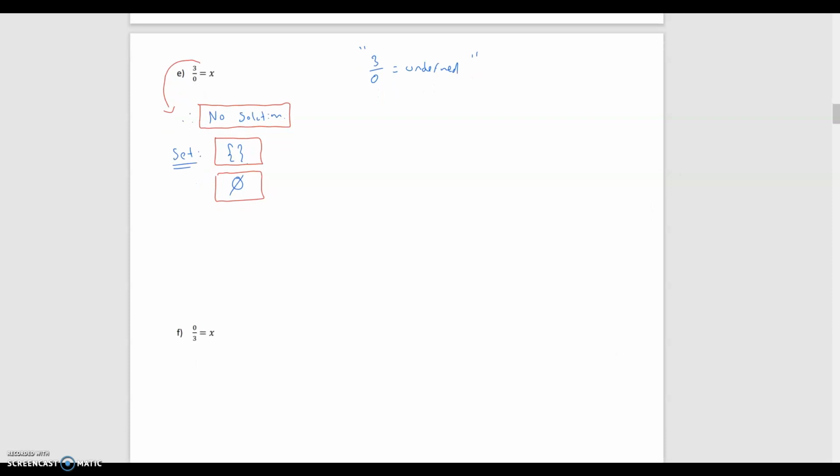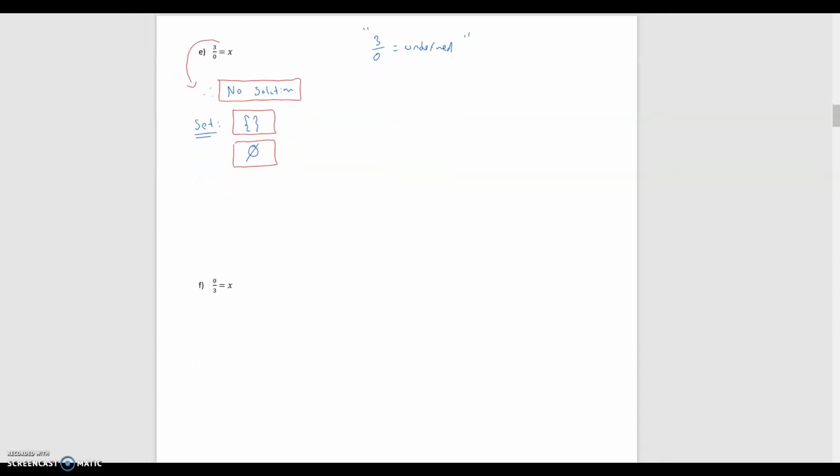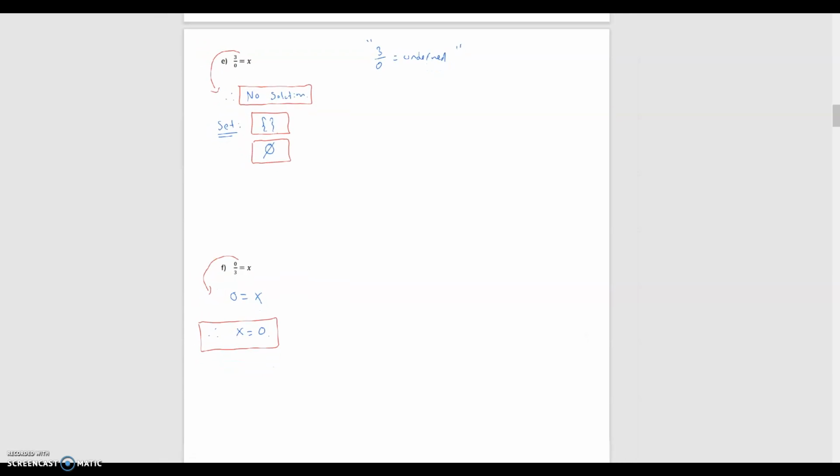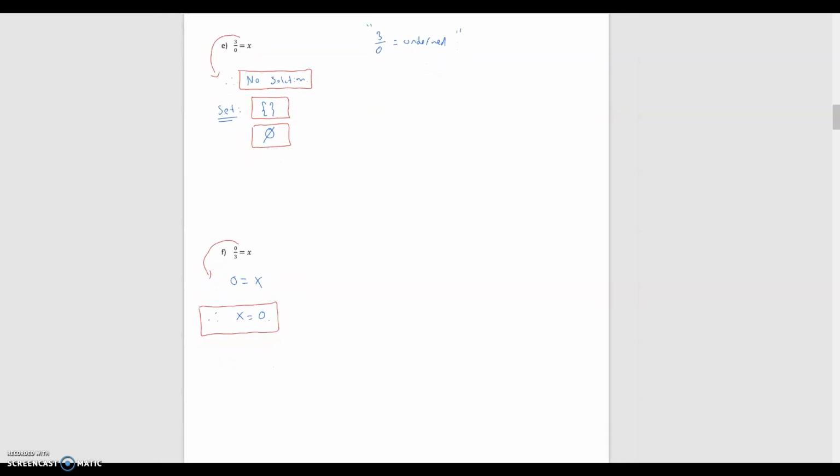And as I'm moving on to F, make sure that we're not confusing it. If you have a 0 on the numerator divided by a number that is non-zero, this is just simply 0 is equal to x. So in this case, x is equal to 0 would be our final answer. And make sure that we're not confusing them with problem E, where you're not allowed to divide by 0. That's actually it for these set of problems. I'll put the rest of them in another video.